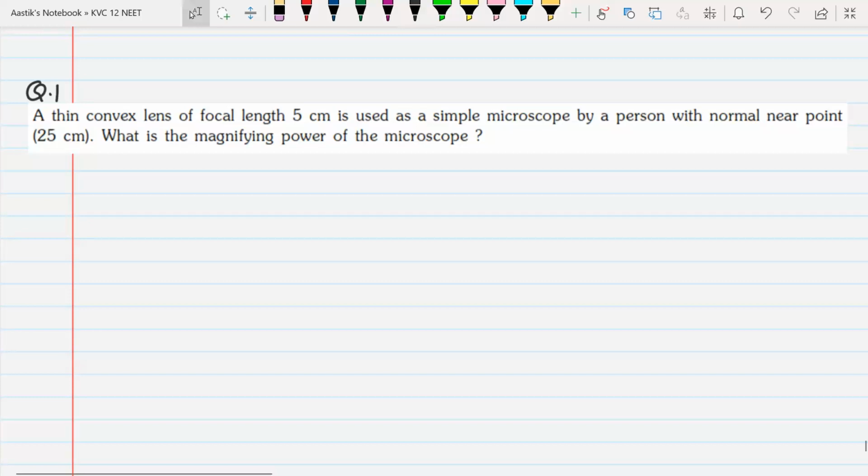Yes, beta? Sir, magnifying power at the near point is 6. Okay, what about the far point? At far point, it will be 5. Very good. At far point, it is 5. Well done. At near point, it is going to come as 6.